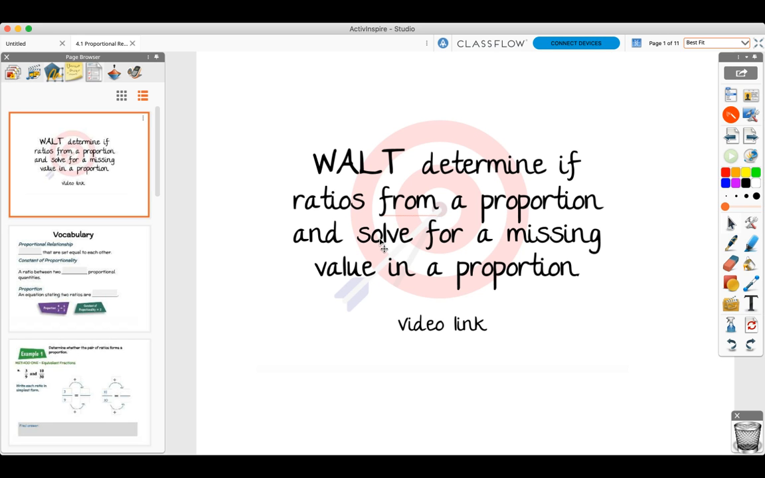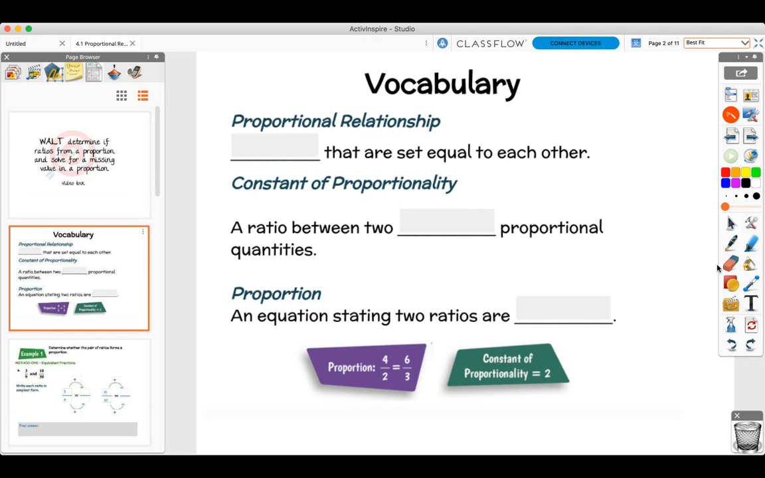Hi students, this is a video for lesson 4.1 on proportional relationships. You're going to be determining if ratios form a proportion and solve for a missing value in a proportion. It's supposed to be form, not from. Vocabulary, which is always important.